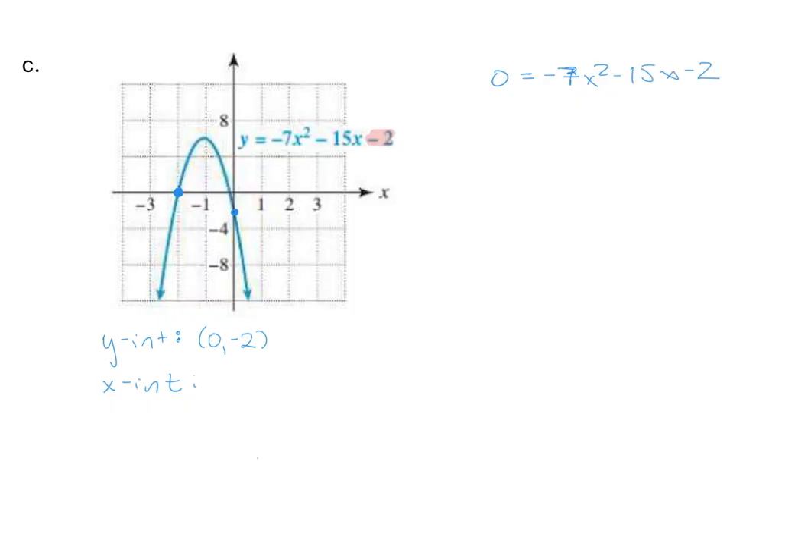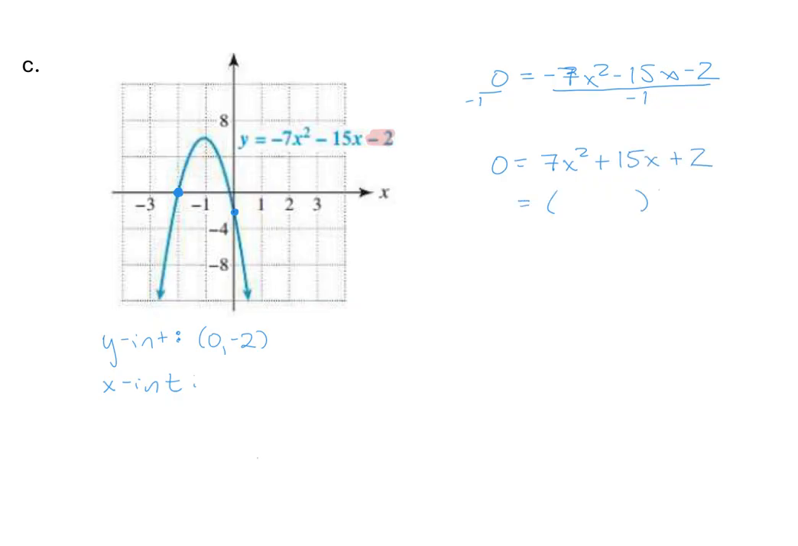the first thing that I'm going to do is I don't like my leading number being negative. And so I'm going to divide everything by negative 1. And we do it to the left side as well. And when we do this, we get 0 equals 7x squared plus 15x plus 2.